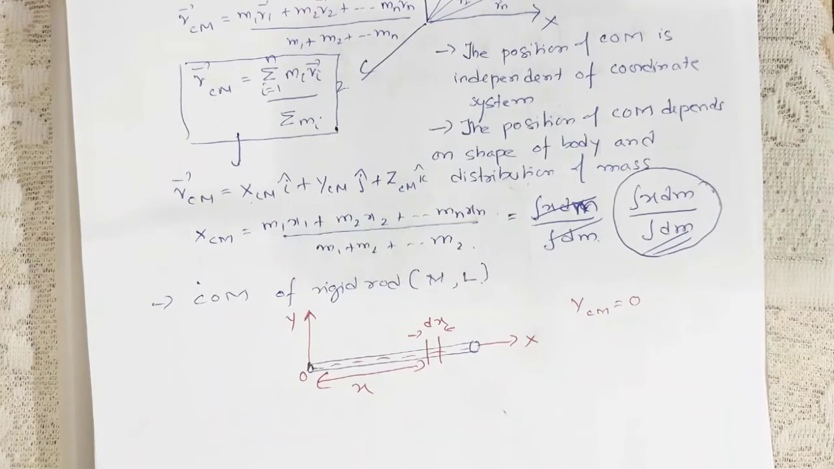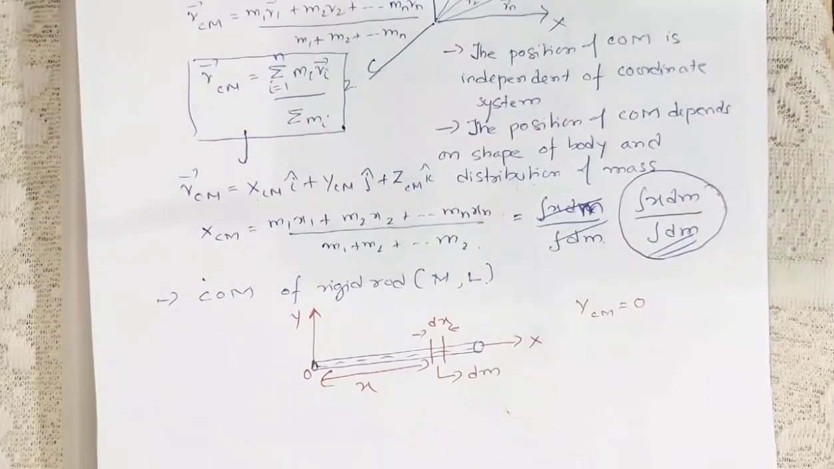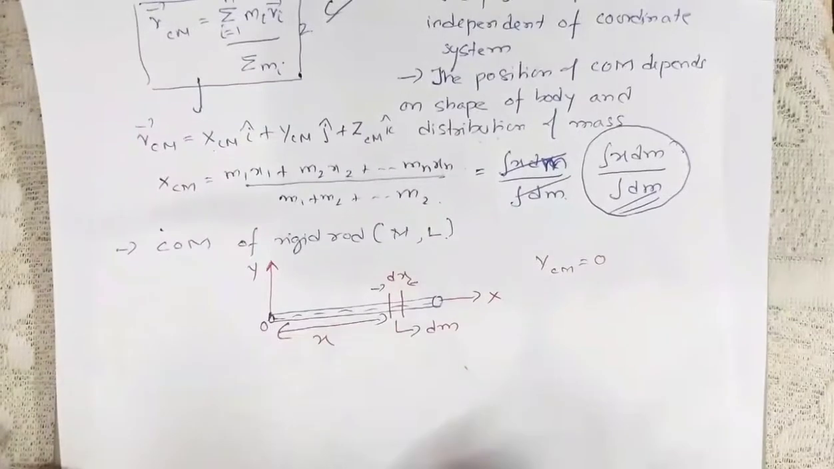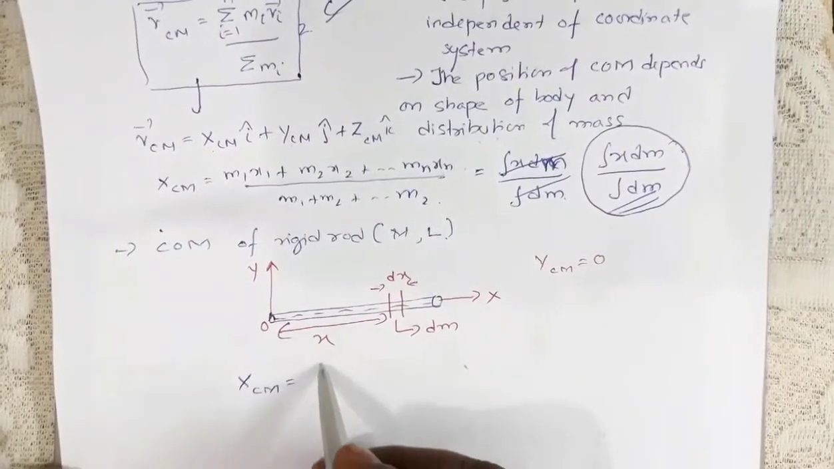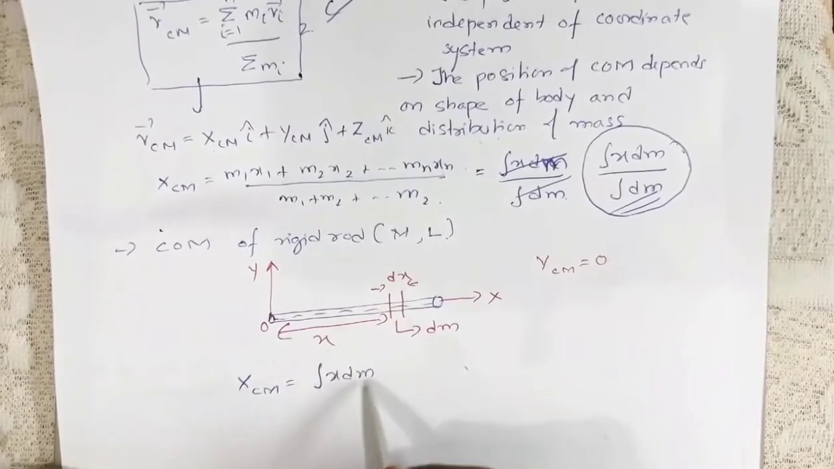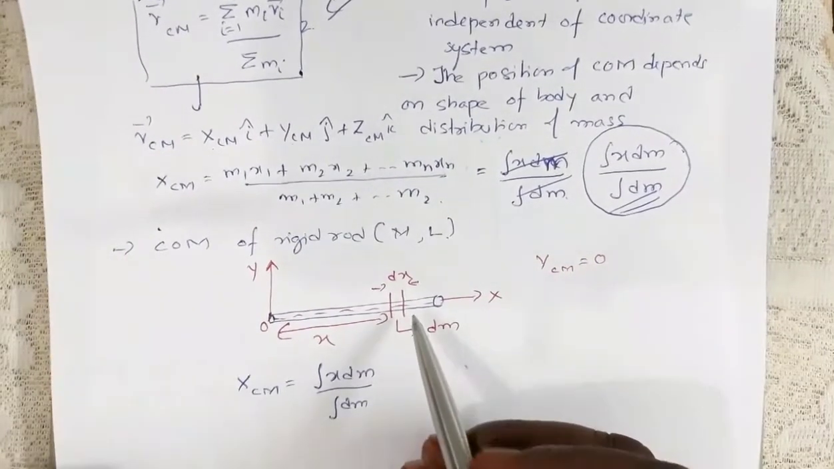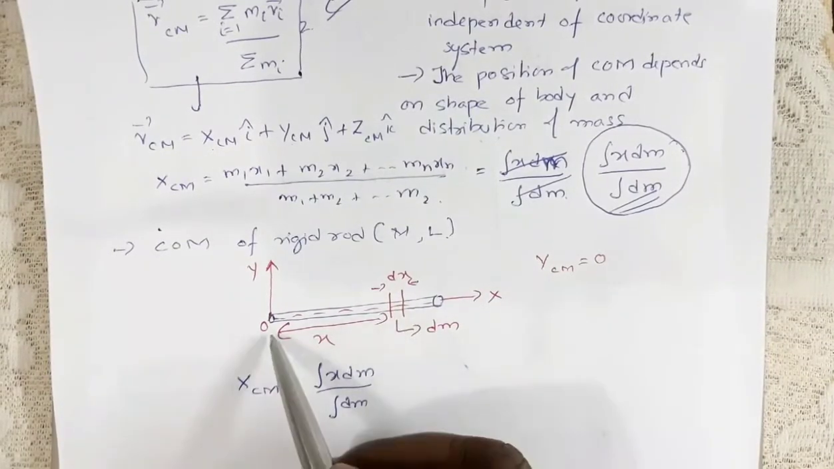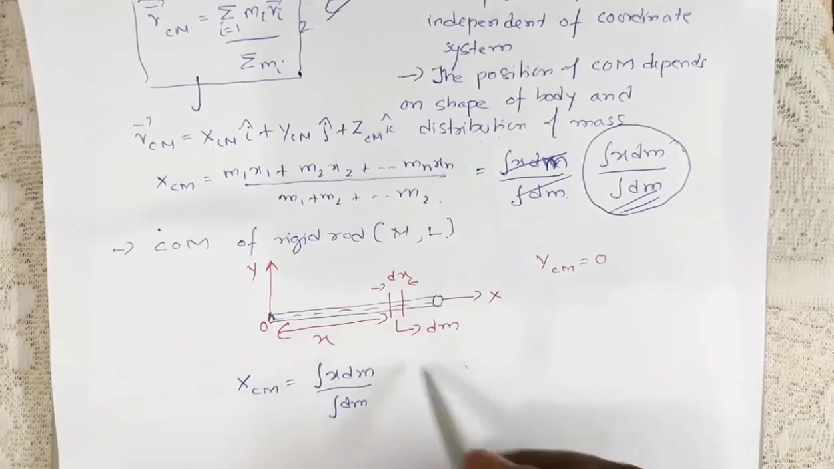Okay. Now let's say this dx element has a mass dm. So we wrote xcm as integration x dm divided by integration dm. So this is dm and its distance from origin is x.